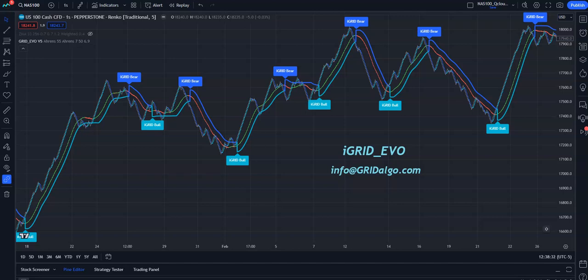Okay, let's talk about the TradingView platform and the iGrid Evo indicator. This is an advanced hybrid indicator where we have unique math on board in the various components of the indicator, and we have some of the heart of the indicators, what we call two-dimensional smoothing, which I cover in many videos at the Grid Algo YouTube channel.